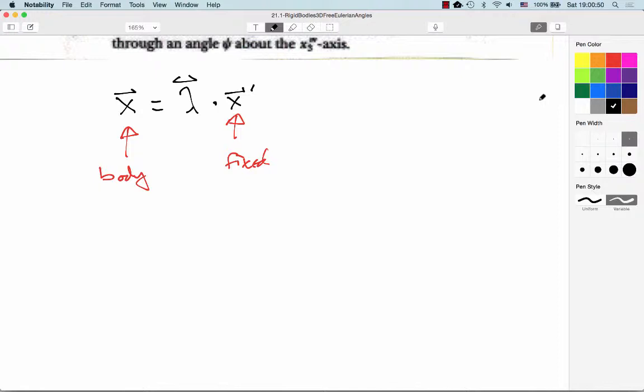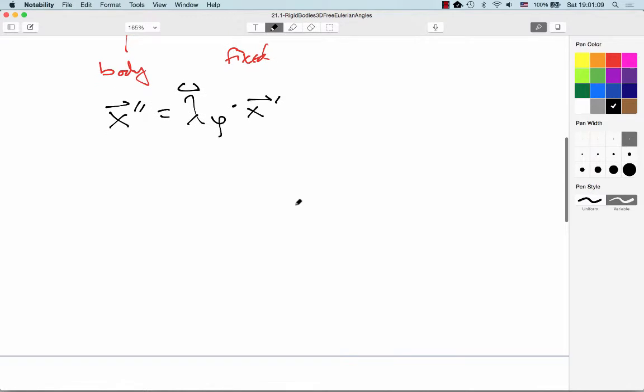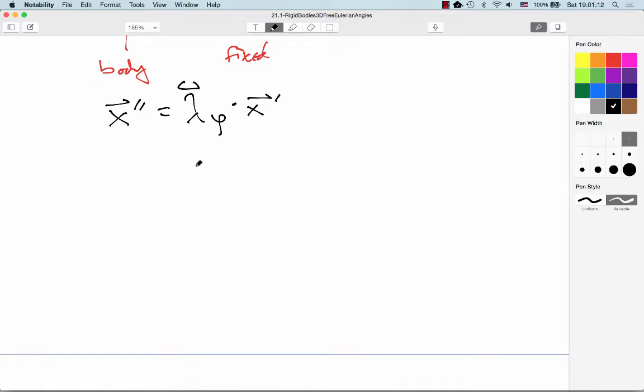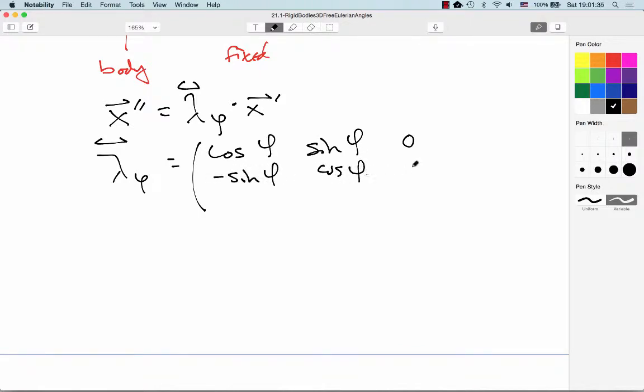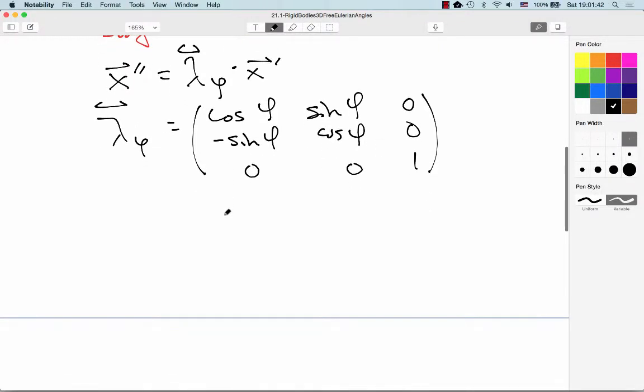So thinking back to the first chapter when we were looking at coordinate transformations, my first rotation to get to the double primes is to rotate through some angle phi, so I need a transformation matrix to do that. We remember what lambda phi is from way back in chapter 1. That's going to be cosine phi, sine phi, 0; minus sine phi, cosine phi, 0; 0, 0, 1. Okay, so that's the first rotation.